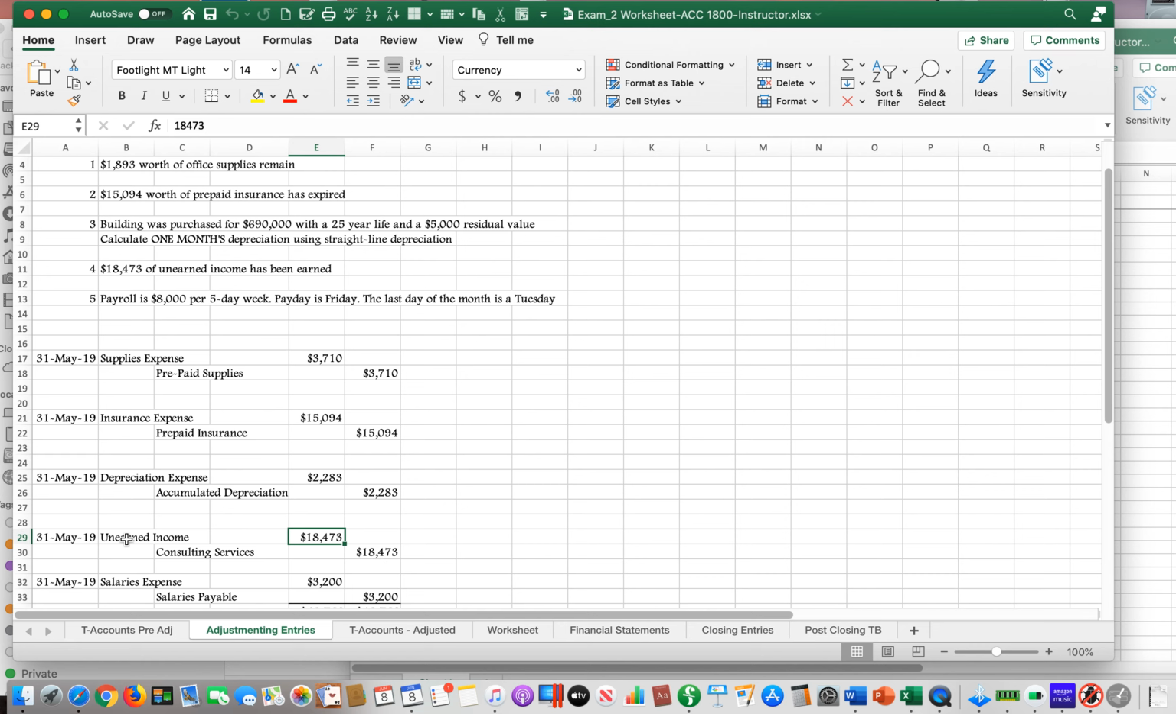So look at this very carefully. Of the $29,000 unearned, $18,000 has now been earned. So you're going to reduce that by $18,473, and then you're going to credit or increase your consulting services. Revenues, of course, have a credit balance normally.